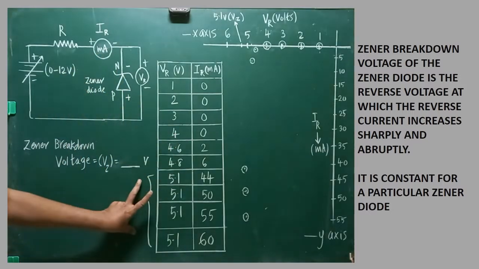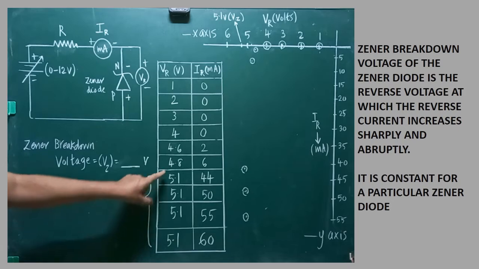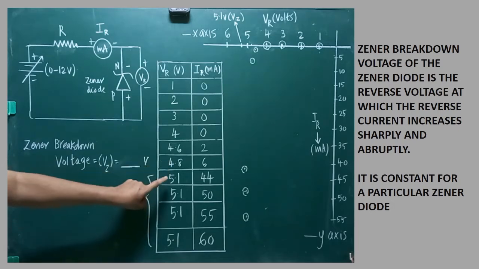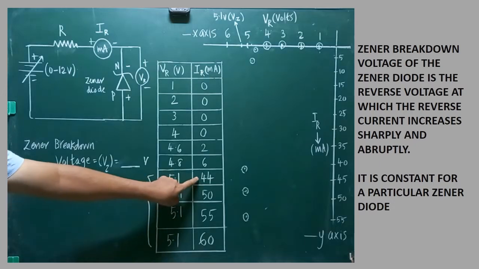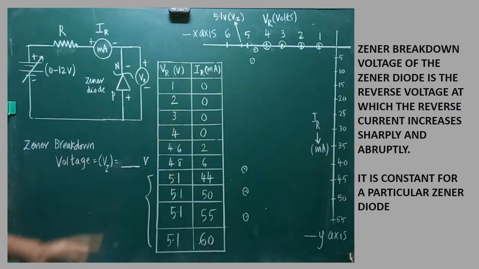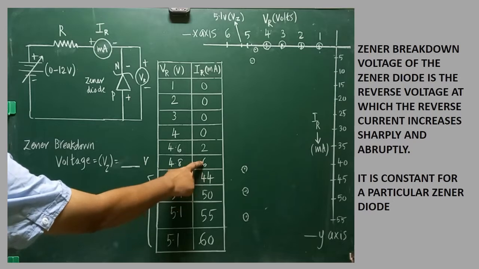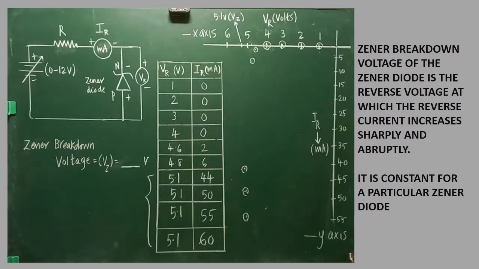Now the most significant part is here. If the reverse voltage is further increased from 4.8 to 5.1, what happens? The current starts increasing abruptly. Abruptly means it increases suddenly. At 5.1, the current increases from 6 to 44 milliampere.